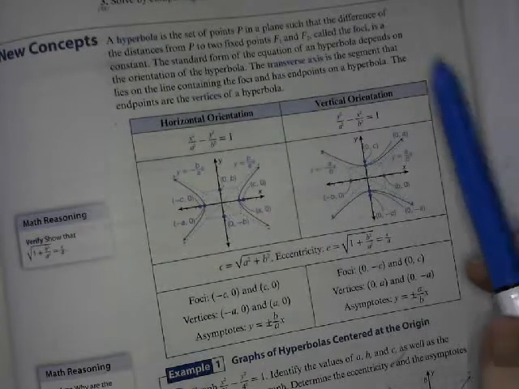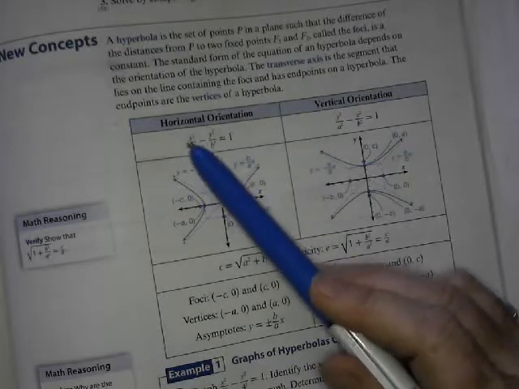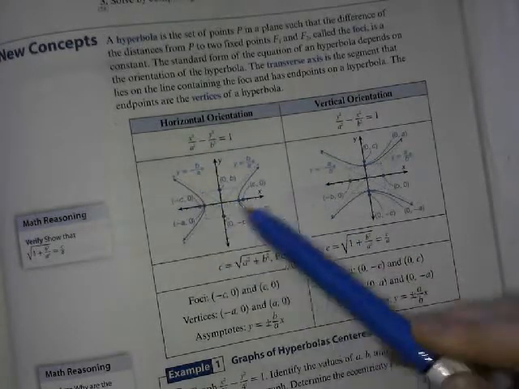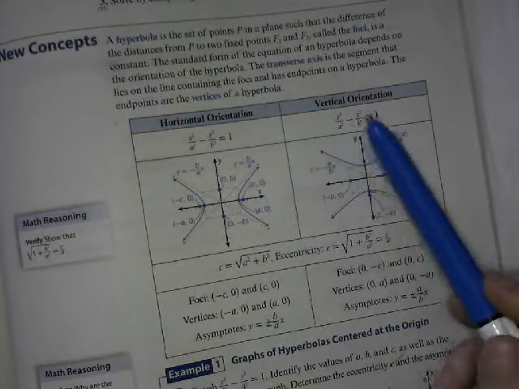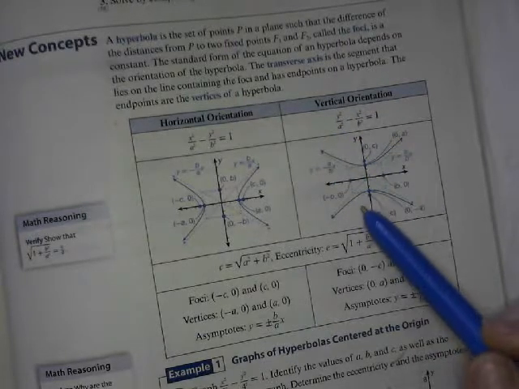Another way to tell them is just whatever is the positive of the two fractions. Like this one doesn't have a minus sign in front of it, so it's going to go out to the side. This one, the minus sign is in front of the x. The y is positive, so it's going to go up and down.